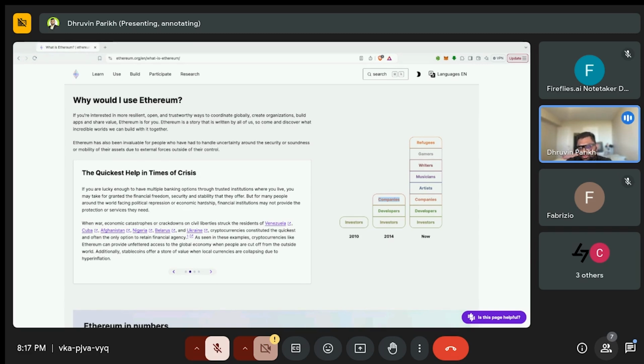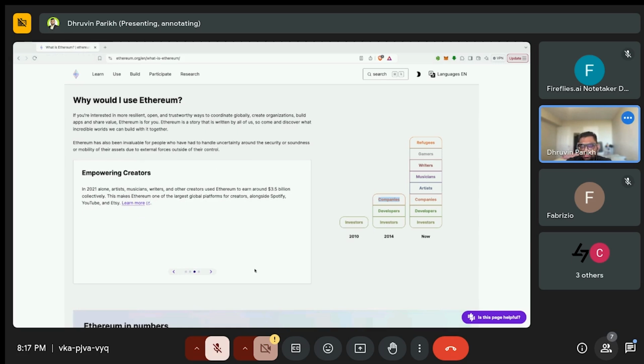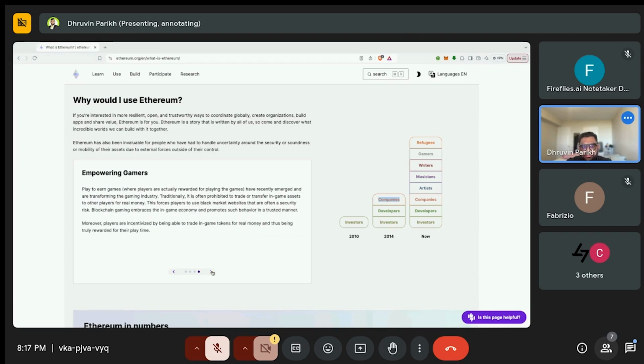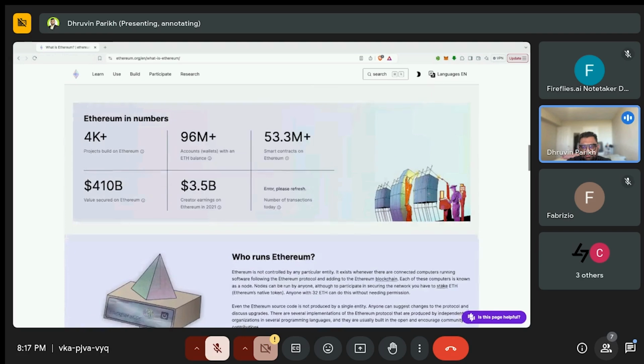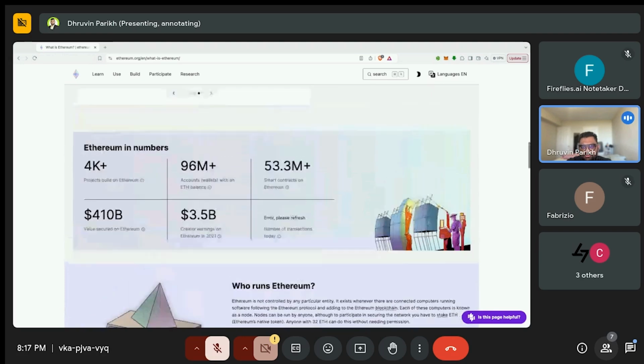And of course, educational institutions like Metana are spreading the knowledge of Ethereum, empowering creators. If you've heard of the creator economy, empowering gamers, you might have heard of the play-to-earn concept. We are not going to go in depth on that.